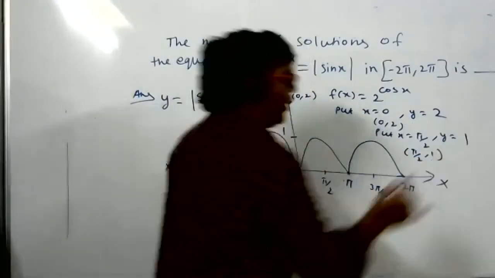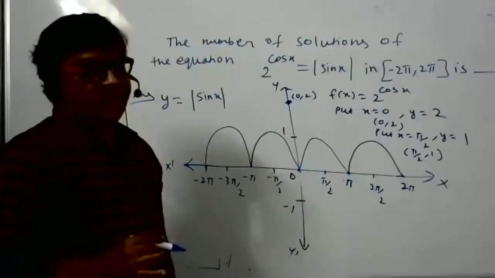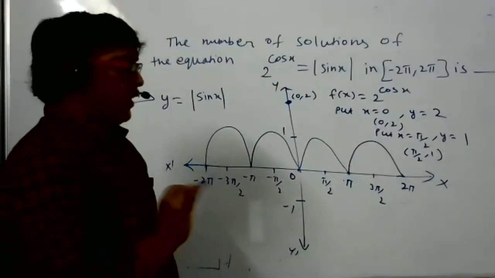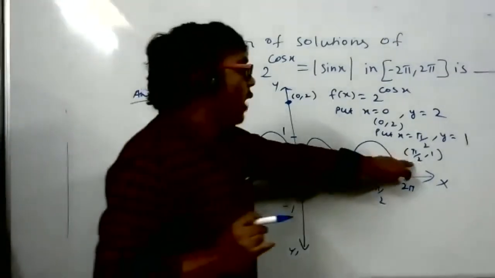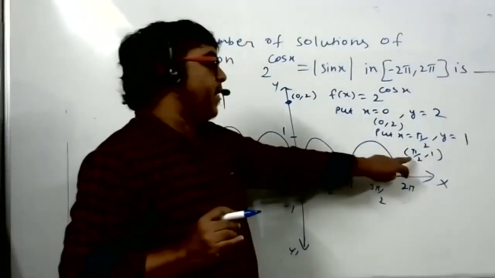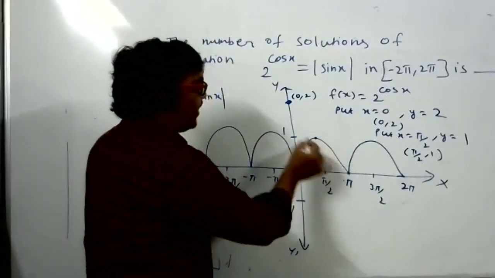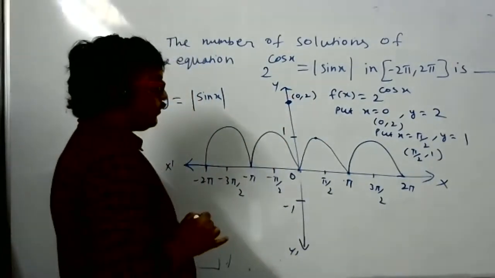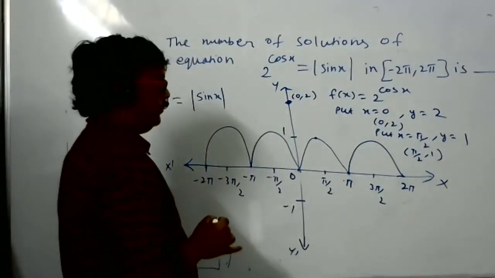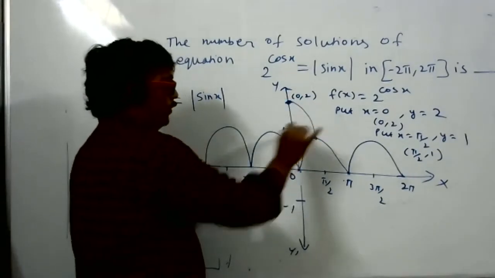Girls, are you understanding or not? Shall I teach more slowly? Okay, I'll teach once more. Girls, tell something. Yes sir, we are understanding. Pi by 2 comma 1. Where does this point lie? X is pi by 2 here. This is here. So suppose it goes like this way.